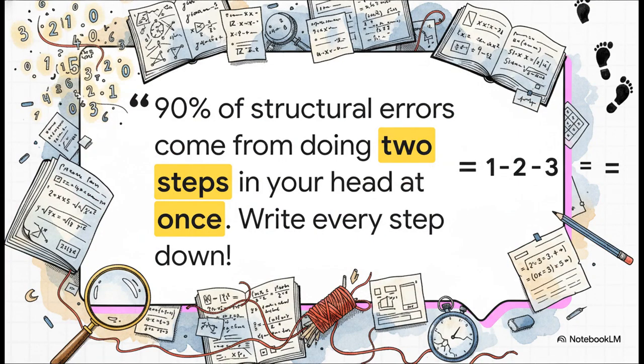And here is maybe the single most important piece of advice any math detective can ever get. So many mistakes happen just because we try to rush and do 2 steps in our head at the same time. Don't do it. Slow down. Write every single step down. It creates a clear trail of evidence that makes finding mistakes so much easier.